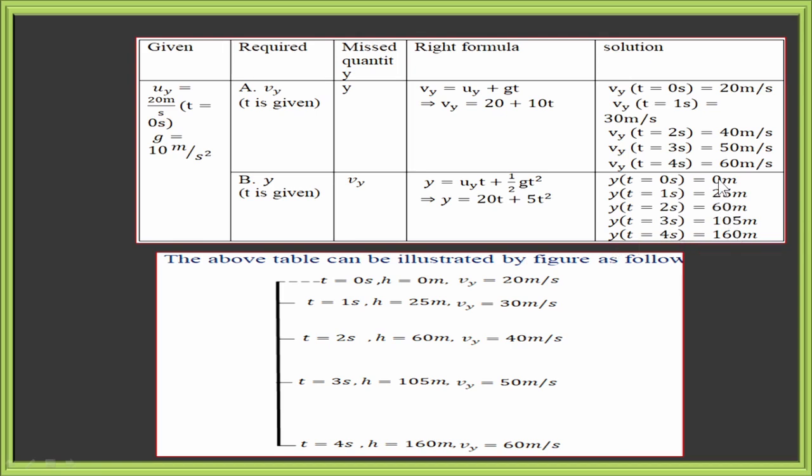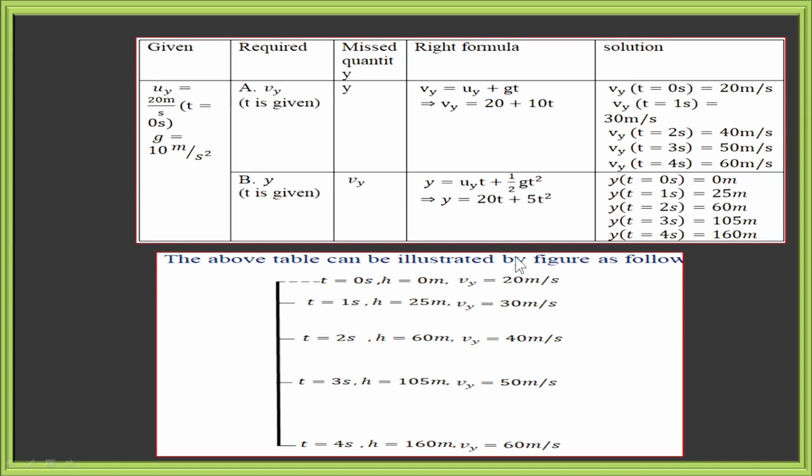Look, the distance increases at a variable rate. From 0 to 25, the gap is 25 meters. From 25 to 60, the gap is 35 meters. From 60 to 105, the gap is 45 meters within 1 second. Do you know the reason why? Because the velocity is increasing with time.